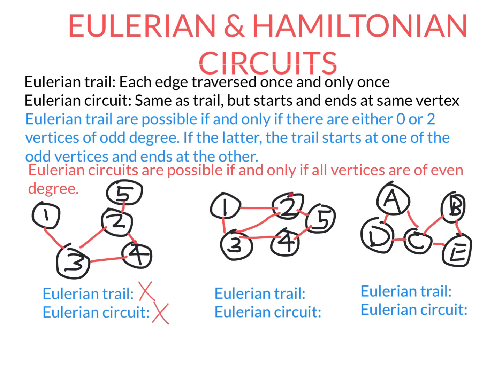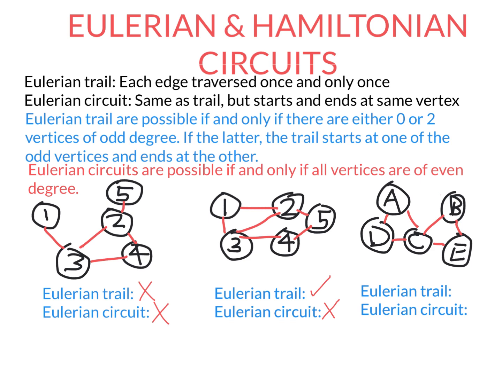So let's look here. Let's look at the degrees of the vertices. So that's degree 2. 2 has degree 3. This has degree 2, degree 2, degree 3. There are exactly 2 vertices here that have odd degrees. So that means an Eulerian trail is possible, but an Eulerian circuit will not be possible.